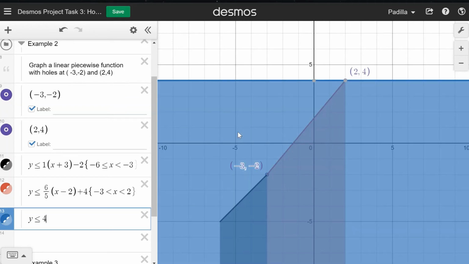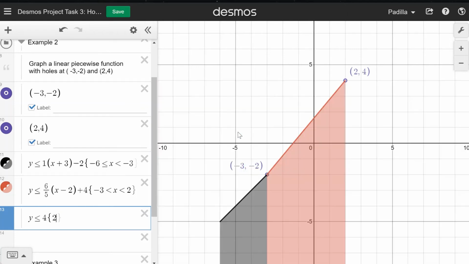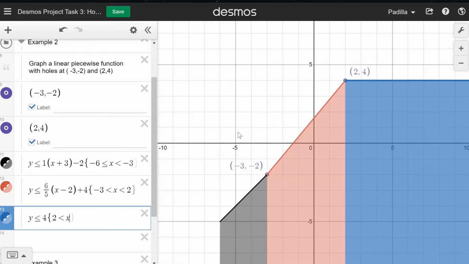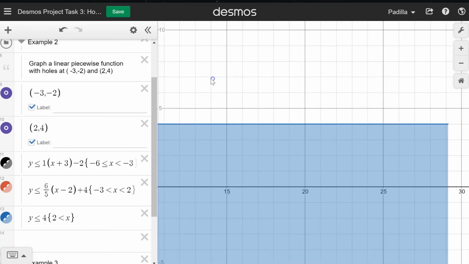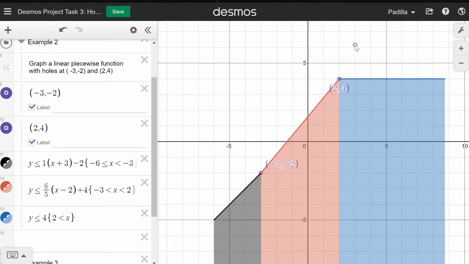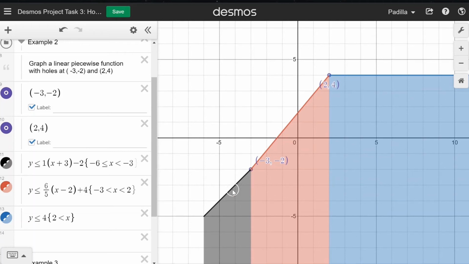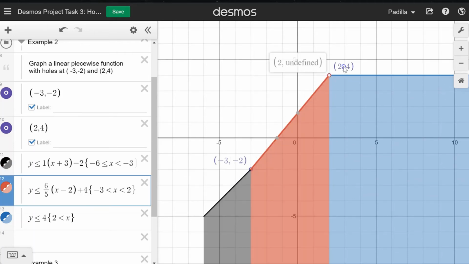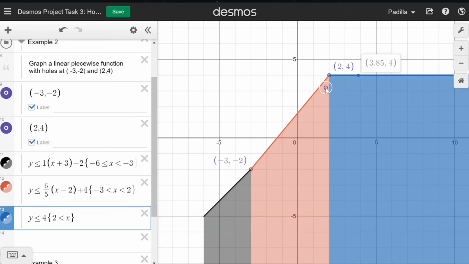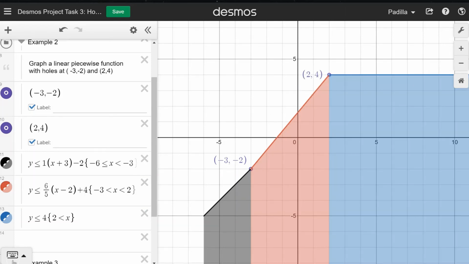And this one I will have go from 2 less than x. And you know what? I'll make this one infinitely long. Why not? So now I've made a piecewise linear function with holes at -3, -2, and 2, 4.